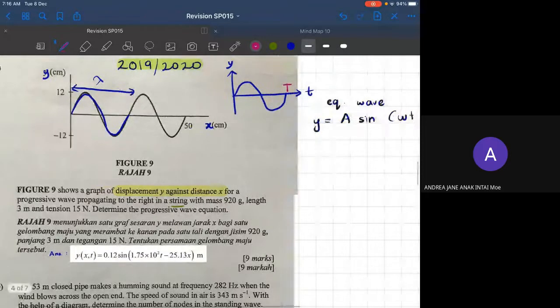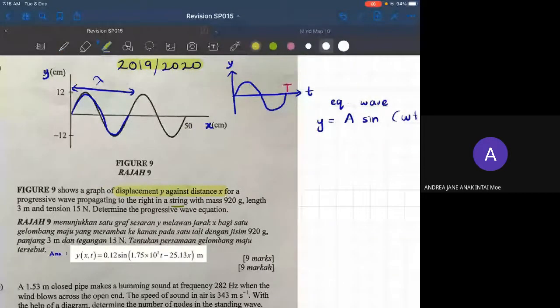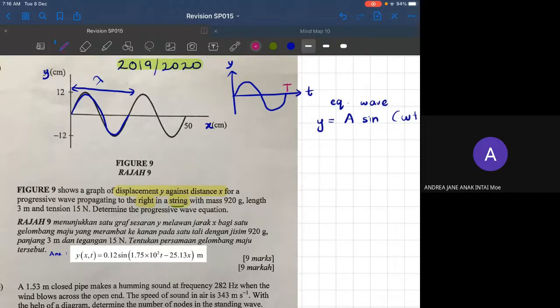Tak apa, kita baca dulu soalan ni nak apa. Okay, figure shows a displacement against a distance for a progressive wave propagating to the right. So information right. Okay, in a string. So dia kasih kita info pasal ni adalah string, okay. With a mass of, okay, so I'm going to write down the mass.